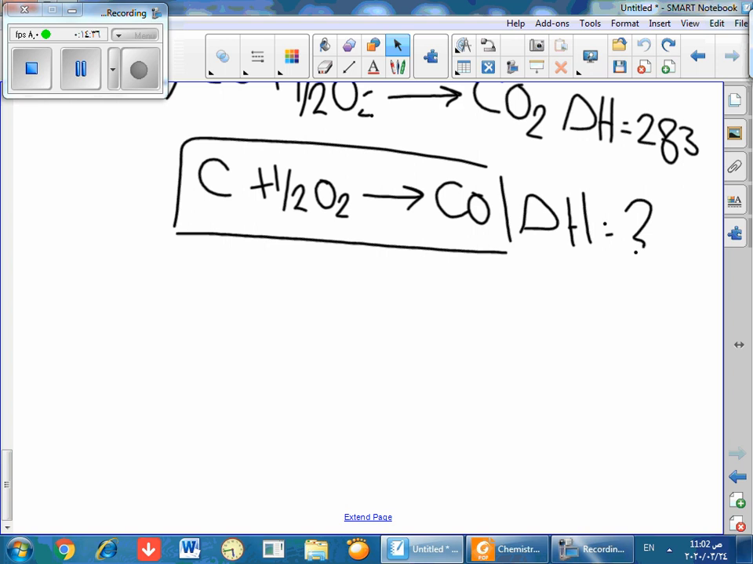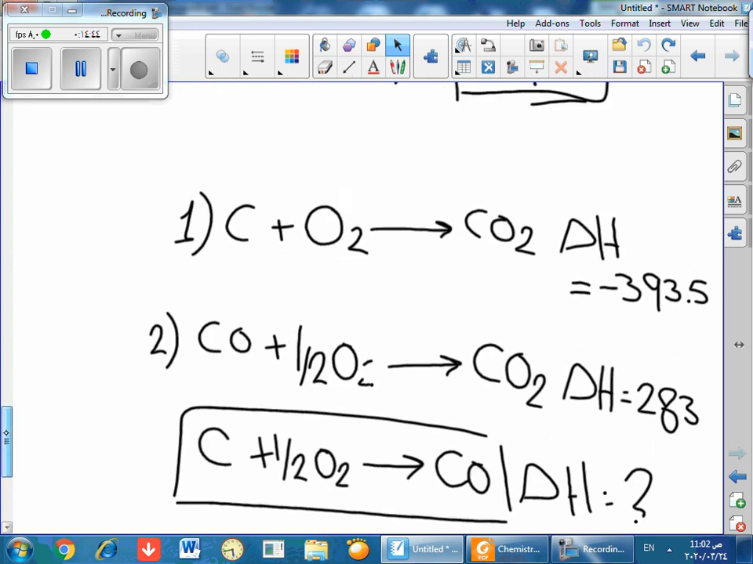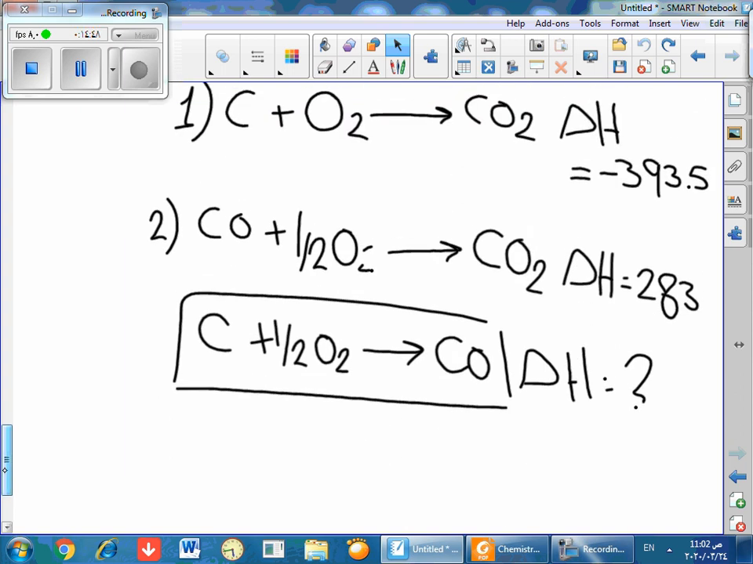Okay. We use Hess's law to measure the change of heat combined with the chemical reaction. Concentrate with me, please. We'll find 3 components in this chemical equation: carbon, oxygen, and carbon monoxide. Carbon is found in chemical equation number 1, in the reactant.